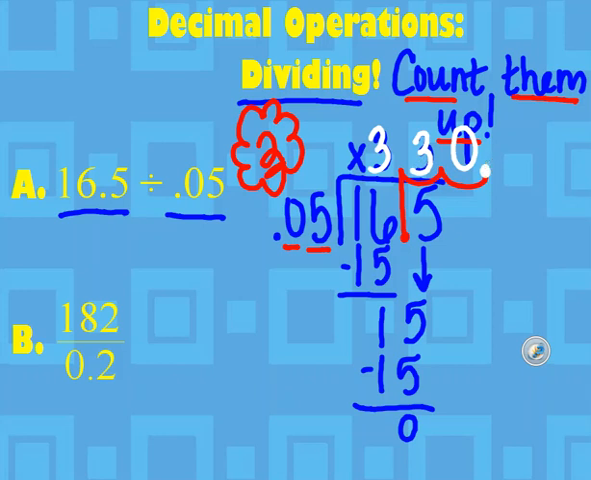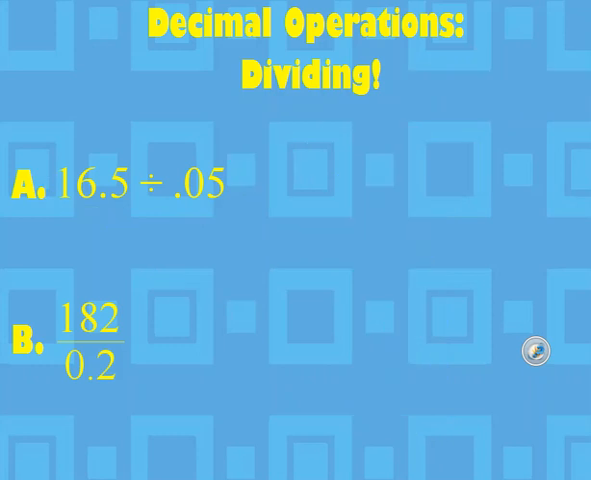One thing to make sure you're really conscious of is that you're writing your numbers where they need to be in the problem. There are almost these invisible lines running down the problem to make sure everything is lined up really nice and neat. So our answer for this one is 330. And that makes sense because this is almost like $16.50, and this is like you have a nickel. So this is saying how many nickels are in $16.50? Well, there would be 330 nickels in $16.50.